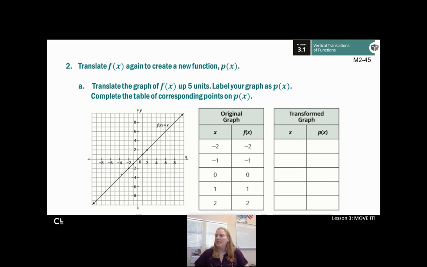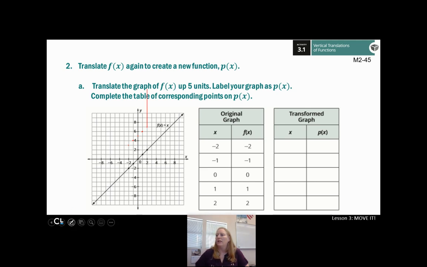So each of these points, I went up 5 units. 1, 2, 3, 4, 5. And I did the same for each of the other points, counting up 5 units each time.